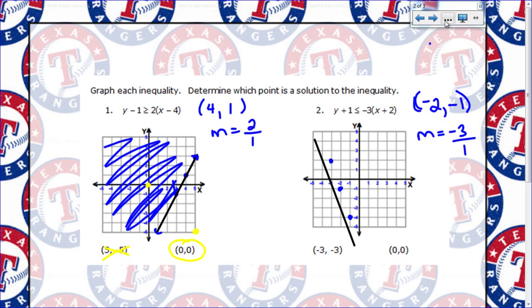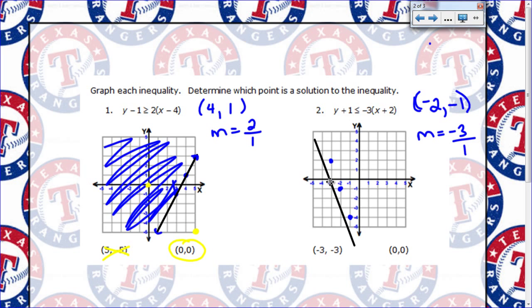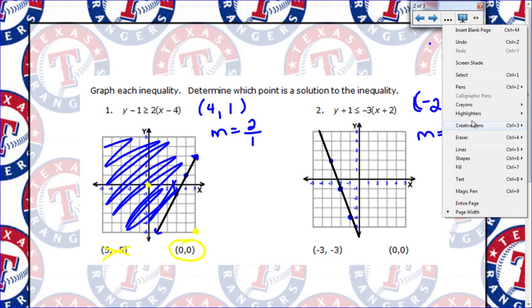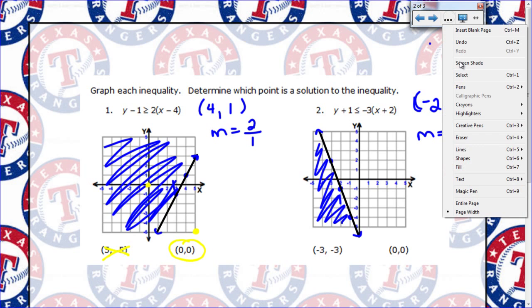Give me just a second. I will move that over so that it is actually on the points. And then remember, it's a line, so we have to make sure we put our arrows on both ends. And then we have to shade. Well, it says it is less than, which means I have to shade below the line, so that's everything this direction. So all of this gets shaded.